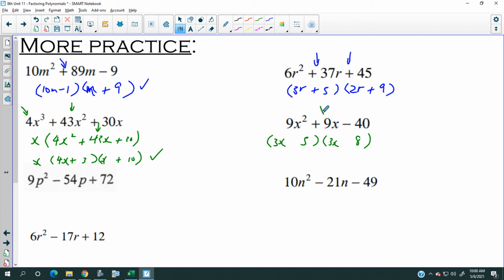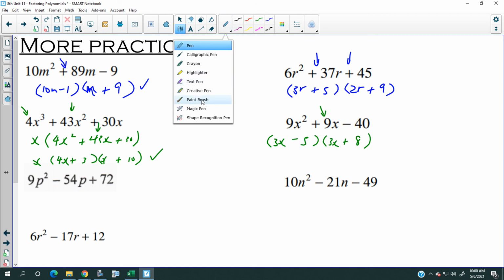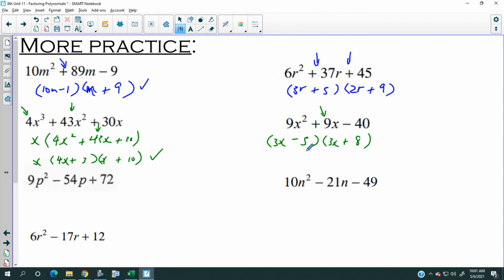Since the middle number is positive, the bigger number should probably be positive. So this should be a positive. This should be a negative. Now let me check my answer real quick. This is negative 15. This is positive 24. So 24 minus 15. Yeah, positive 9x. Nice. All right. So there we go. Now let me show you the answer key for the rest. So let me press pause right now and do the questions.